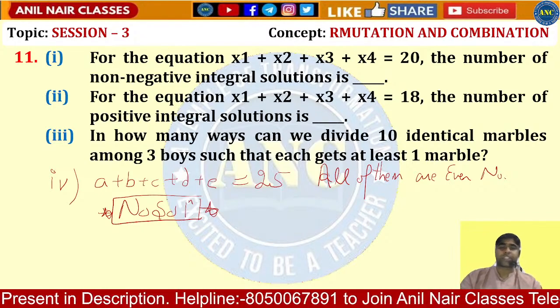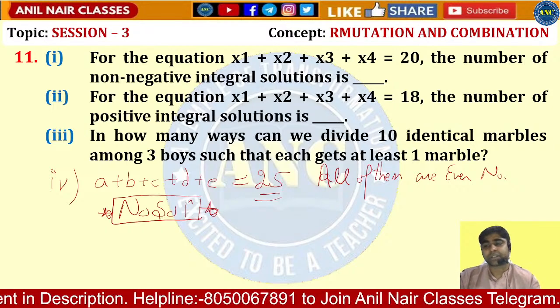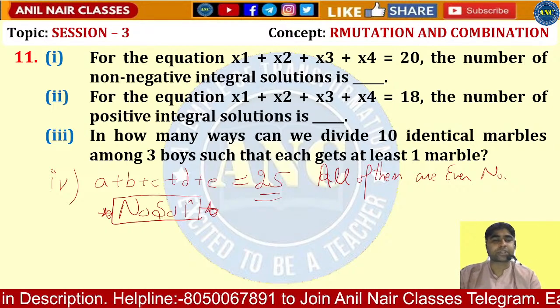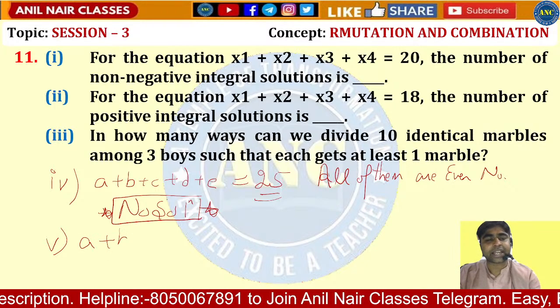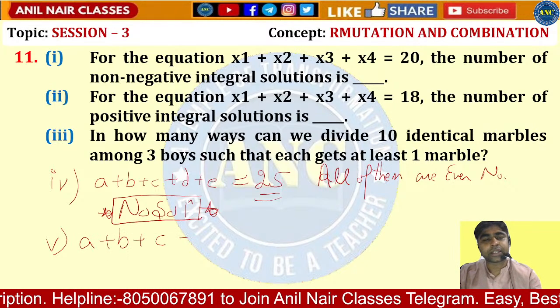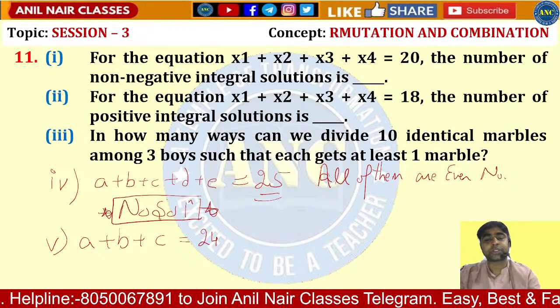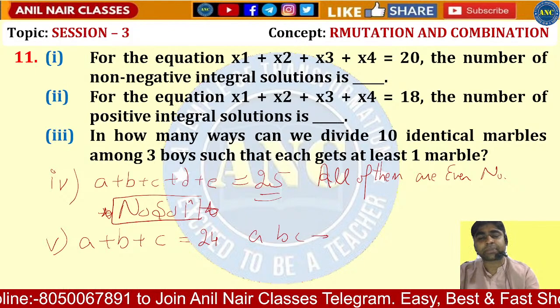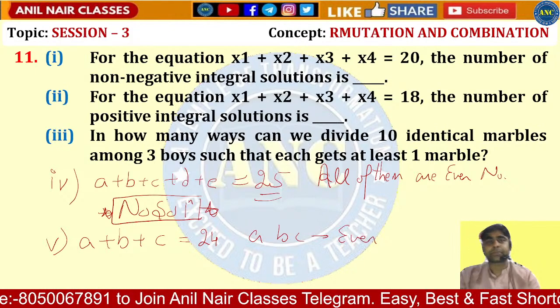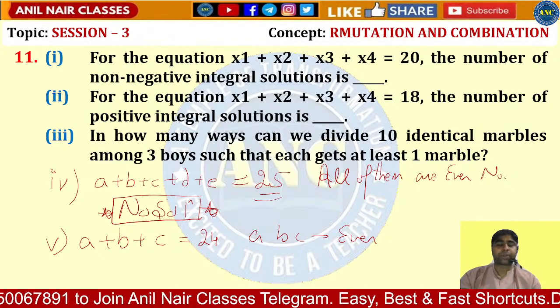Why? Because 25 is not even. The summation of all the even numbers is supposed to be even. Okay. So this would be no solution. Fifth, if I say that A plus B plus C is equal to, let's say, 24 now, and now I say that A, B and C, all of them are even. Okay. So what would be the answer to this?